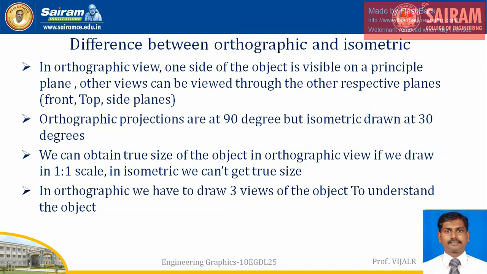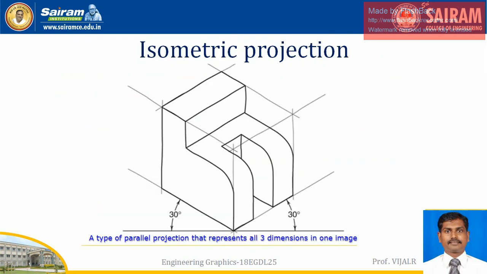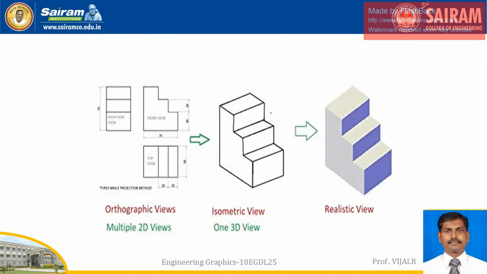Exactly the value of the object, if you draw the same, is called 1:1 scale. In isometric we will not get the true size, so it's an iso scale, a reduced iso scale. Let me see in the following slides what iso scales are. In orthographic view we have to draw at least three views to understand the object, but in isometric only one view is enough to get the idea of the entire object. So this is the difference.